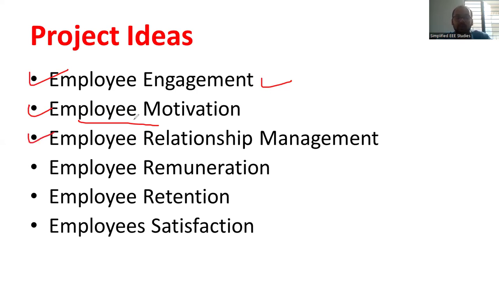Employee relationship management. For example, you might have heard about CRM, customer relationship management. Like that, there is a new term called employee relationship management. How effective is the employee relationship management program in a given company? Next is employee remuneration. What is employee remuneration? How does remuneration take place? Those things you have to elaborate.